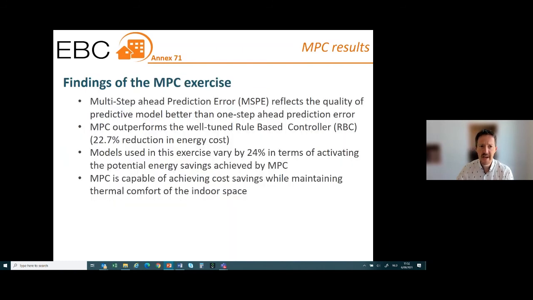So what we concluded from this model predictive control exercise was that the KPI does have to look into multiple step ahead prediction errors and not one step ahead prediction errors. That the MPC is able to outperform rule-based controllers, at least for this exercise. But in the next talk of Rule de Koning, you will see that this will also be the case for real-life buildings. And in this exercise, we were able to save about 24% compared against the rule-based controller. So it is possible to save costs while maintaining thermal comfort in the indoor spaces.